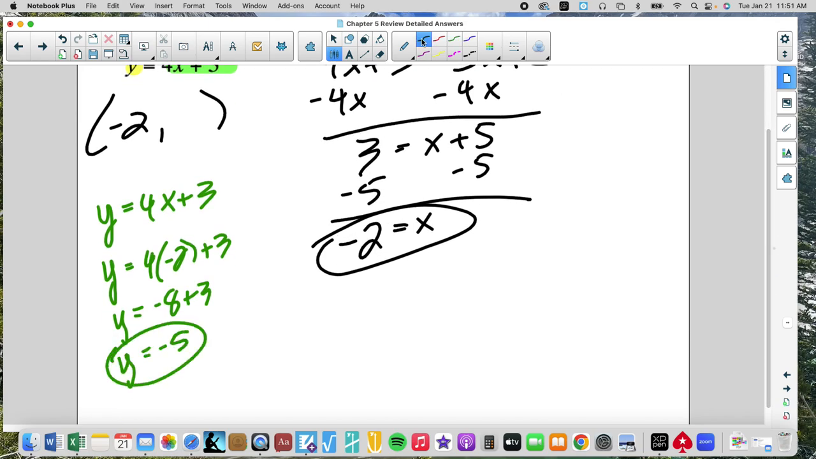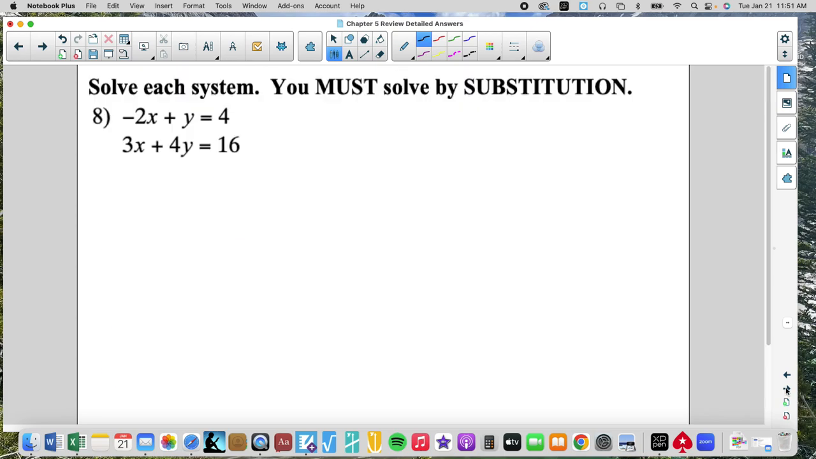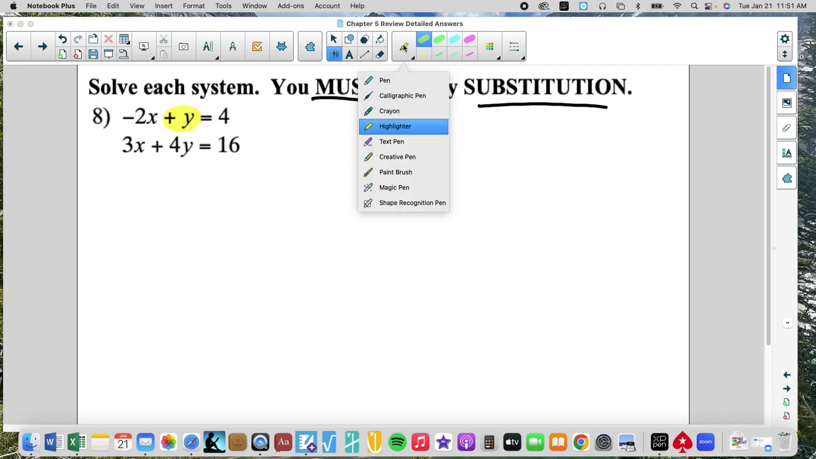So the solution to the system is negative 2, negative 5. Now, this is not conducive to substitution, but it says I must use substitution. So I have to look at each of these equations and which one would be most conducive to isolate a variable. Well, the top one, and isolating for y.